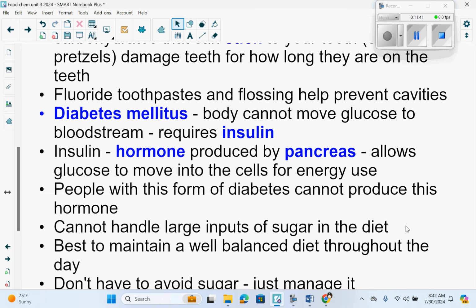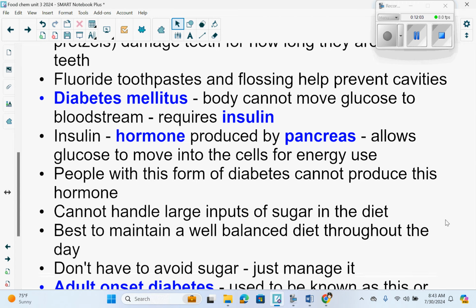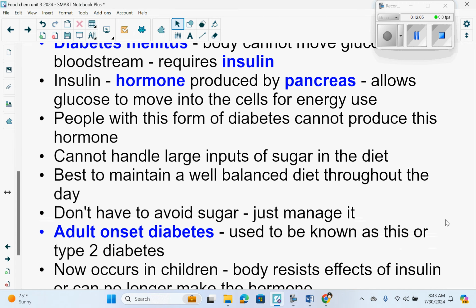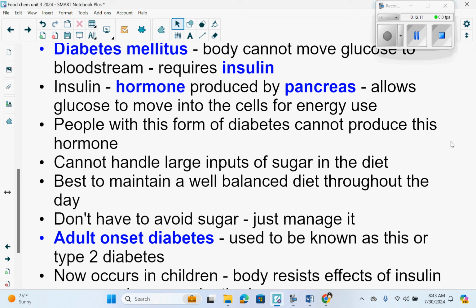Then there's also diabetes mellitus. The body cannot move glucose to the bloodstream and requires insulin. Insulin is a hormone produced by your pancreas, and it allows glucose to move into the cells for energy use. People with this form of diabetes cannot produce this hormone, so you cannot handle large inputs of sugar in the diet. So it is best to maintain a well-balanced diet throughout the day. You don't have to avoid sugar, you just have to manage it.